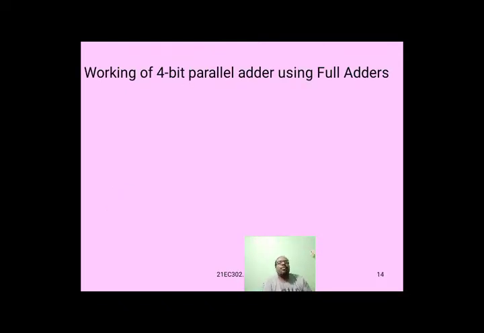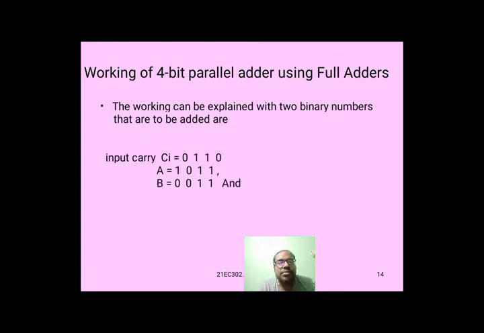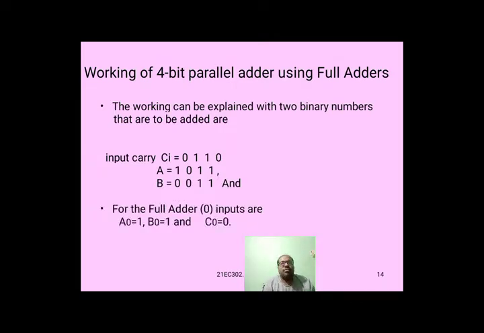Now the working of the 4-bit parallel adder using full adders. The working can be explained with two binary numbers that are to be added. Here input A equal to 1011, B equal to 0011. For the first full adder, the inputs are A0 equal to 1, B0 equal to 1 and C0 equal to 0. See here, we go from LSB to MSB. It produces sum equal to 0 and carry C1 equal to 1.